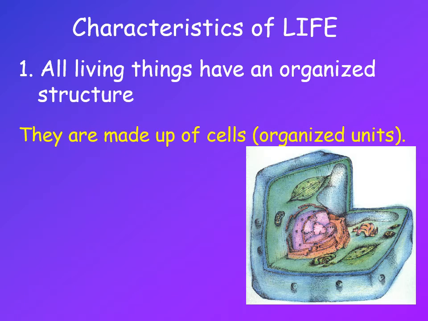Well, the characteristics of life: one, all living things have an organized structure. They're made up of cells or organized units. And so we can go back to the history of cells with Robert Hooke and Leeuwenhoek. Hooke and Leeuwenhoek were both different. One was a biologist and one was a Danish trader. And what happened was they were looking in a microscope and saw organized structures in living things.